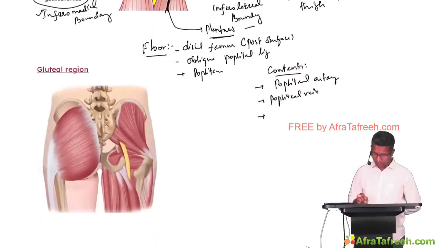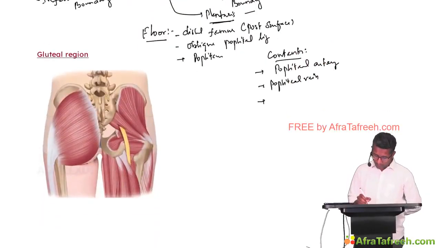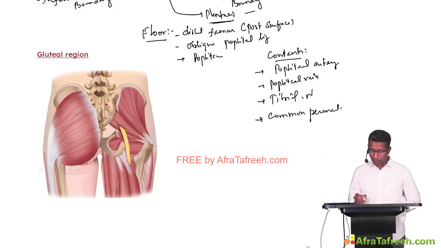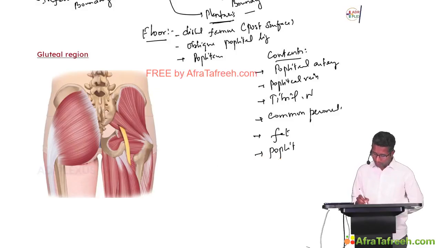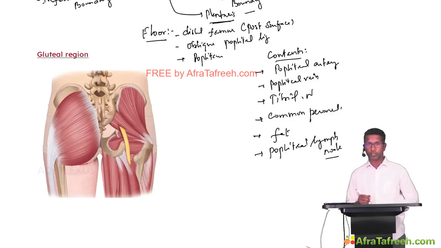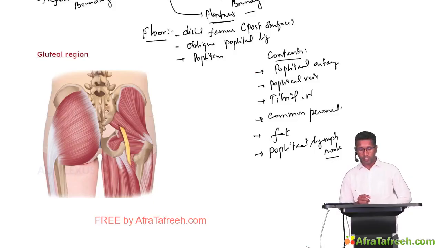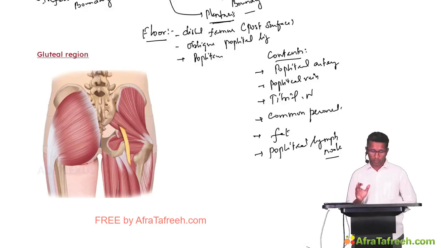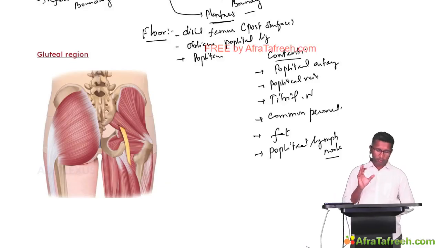The two nerves which are seen in this area are the tibial nerve and the common peroneal nerve. So these are all the important contents. Along with it, you will have the fat pad here, the popliteal fat pad, and you will also have popliteal lymph nodes in this. So these are the contents of the popliteal fossa. The popliteal artery, popliteal vein, tibial nerve, common peroneal nerve, and the popliteal lymph nodes are the important contents here. So please remember about the popliteal fossa.